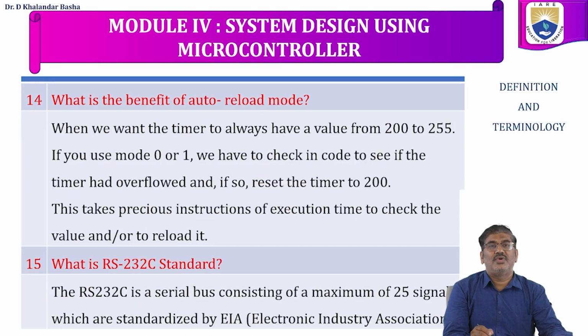What is the benefit of auto reload mode? When we want the timer to always have a value from some 200 to 255, if you use either mode 0 or mode 1, we have to check in the code to see if the timer has overflowed, and if so, reset the timer to 200. This takes instruction execution time to check the value and reload it.